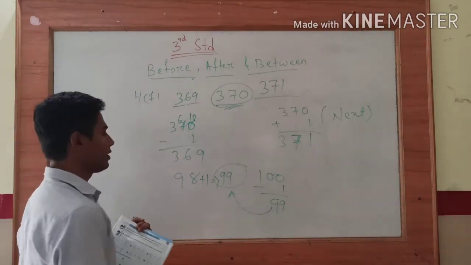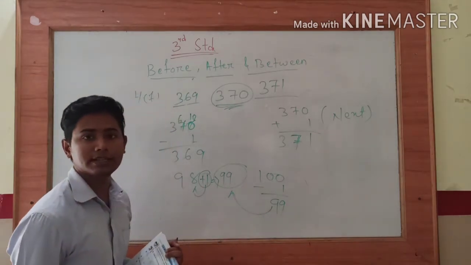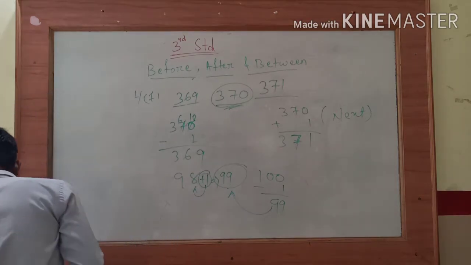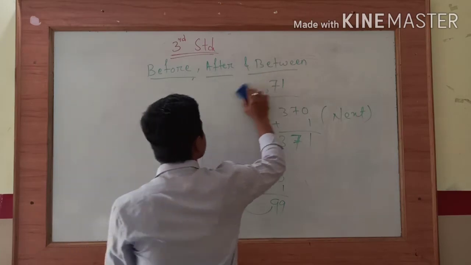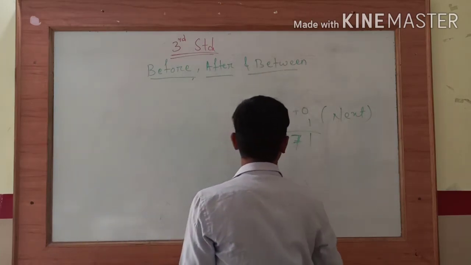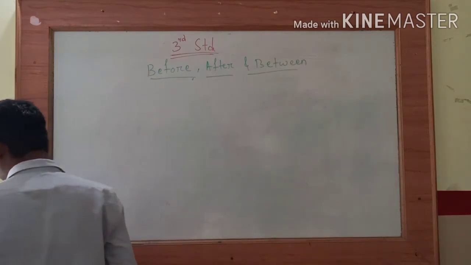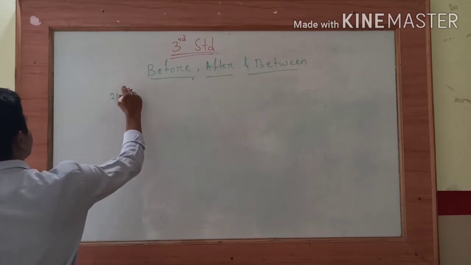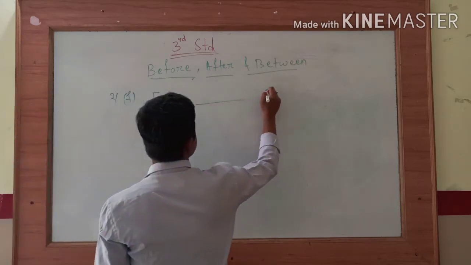To find the between number, you can add 1 to the back number and you can subtract 1 from the next number. Then you can find the between number. So let's solve some questions. Go to question number 2. Question number 2F. Here is written 599 dash 601.